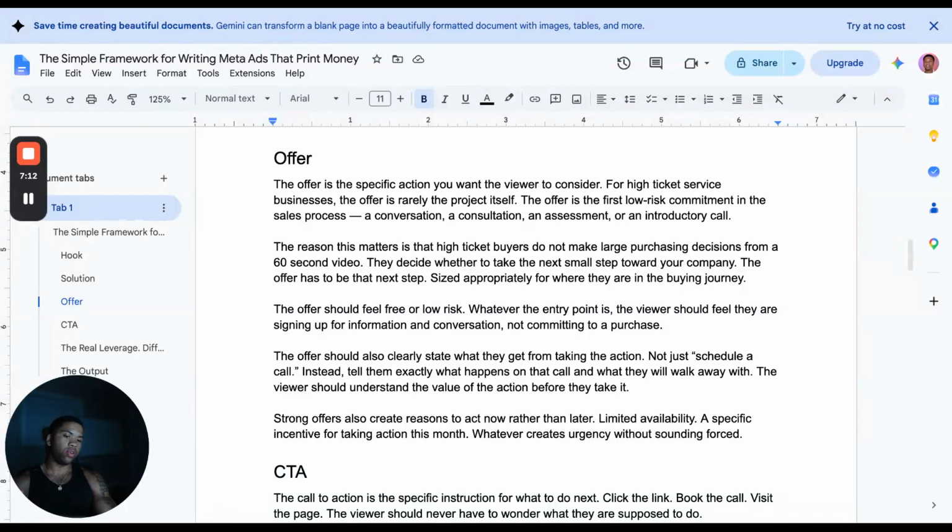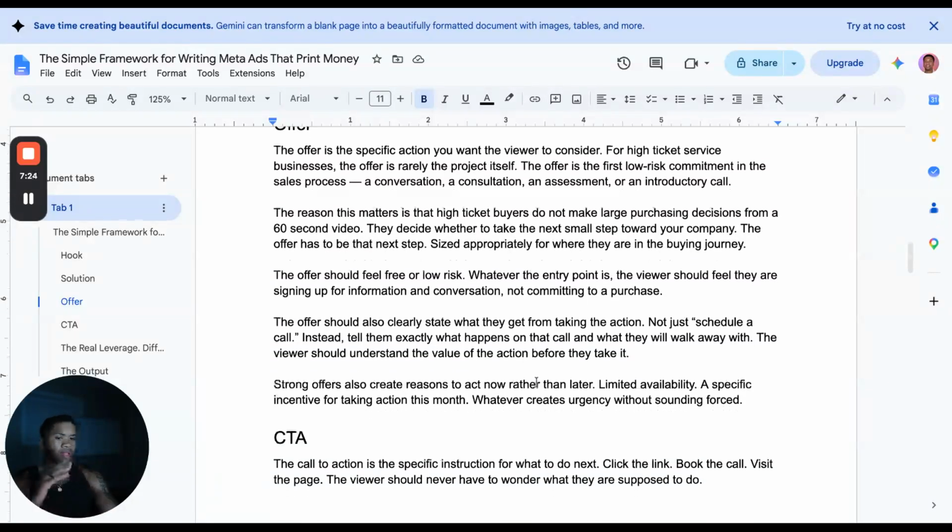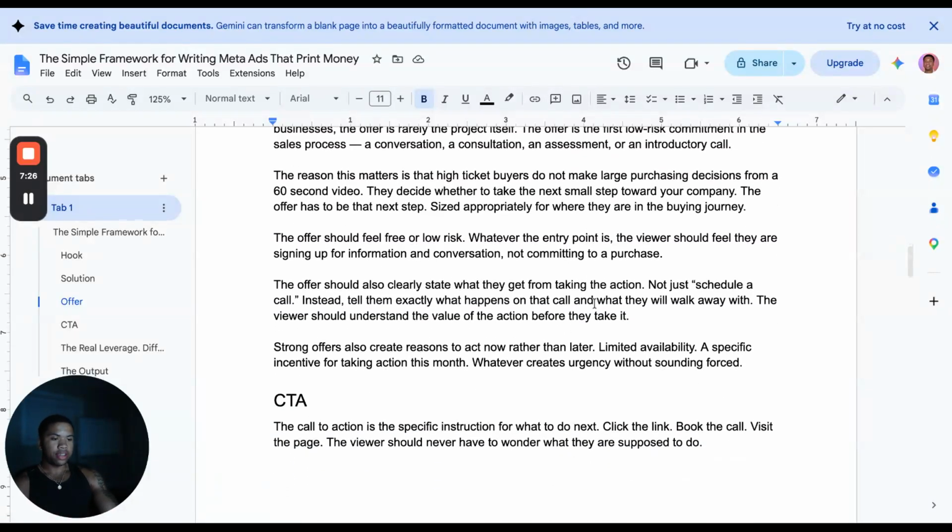And we have things on the back end, don't get me wrong, we want them to feel like they're committing to a purchase, but not yet. We have things on the back end that push them into that mind frame, because obviously that's what you need to close the sale. And so the offer should clearly state what they're going to get from taking action.